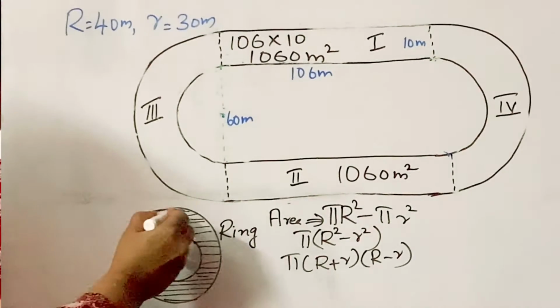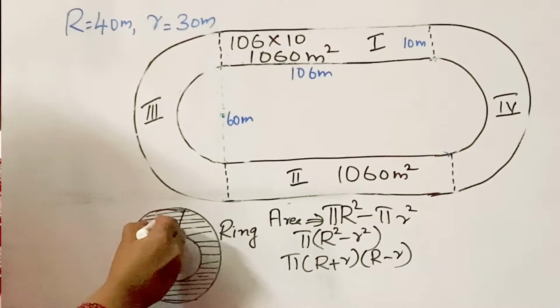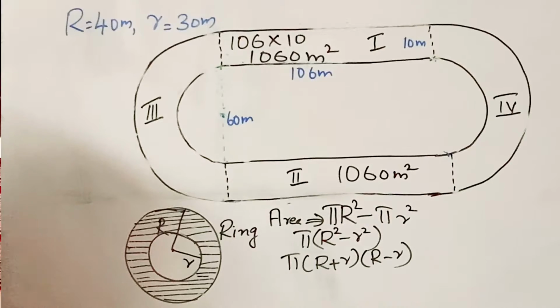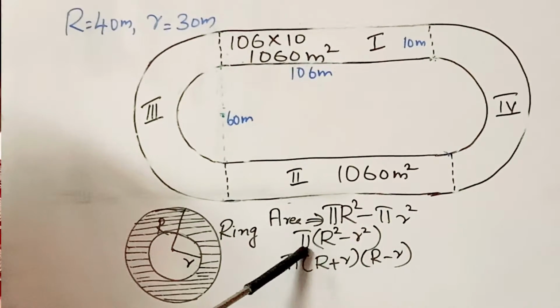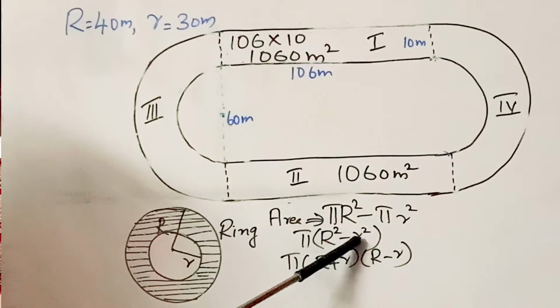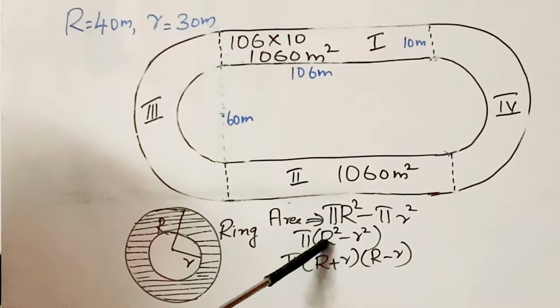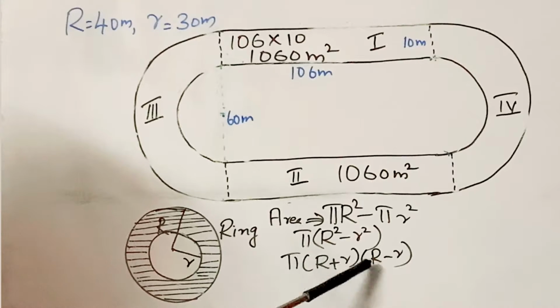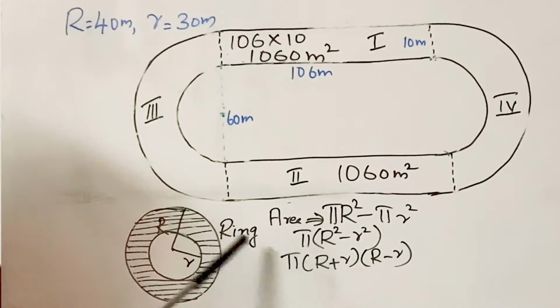If the radius of the outer circle is capital R and of the inner circle it is small r, then the area is pi R square minus pi r square. That means you can take pi as a common factor: pi into R square minus small r square. That is a square minus b square form, that is R plus r into R minus r into pi. That is the area of a circular ring.